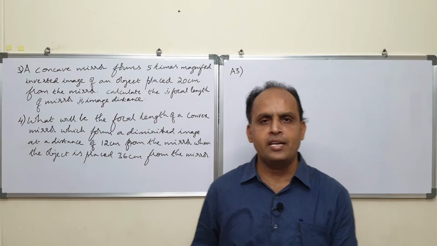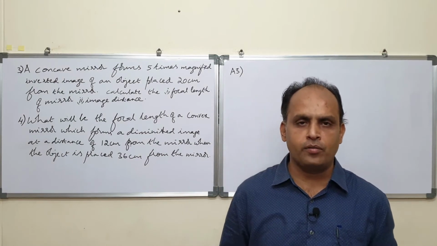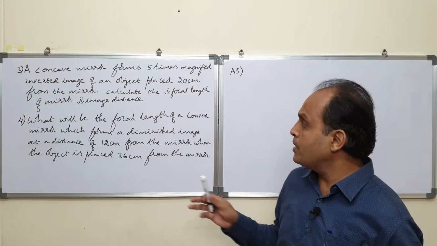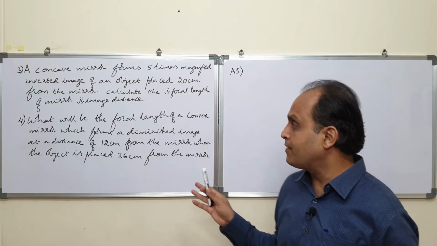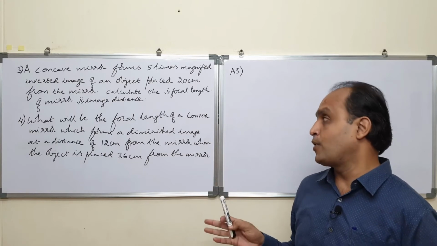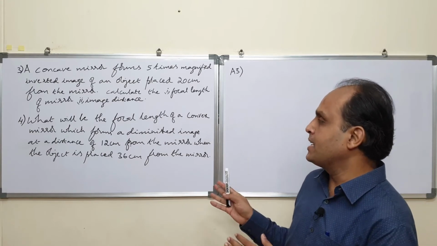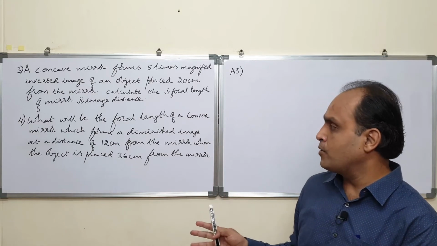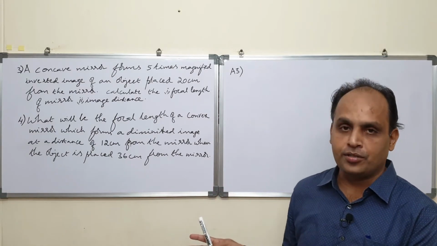Right, now we shall try to solve the question numbers 3 and 4, which you just saw. Let us first read the question number 3. A concave mirror forms 5 times magnified inverted image of an object placed 20 centimeters from the mirror. Calculate the focal length of the mirror and image distance.